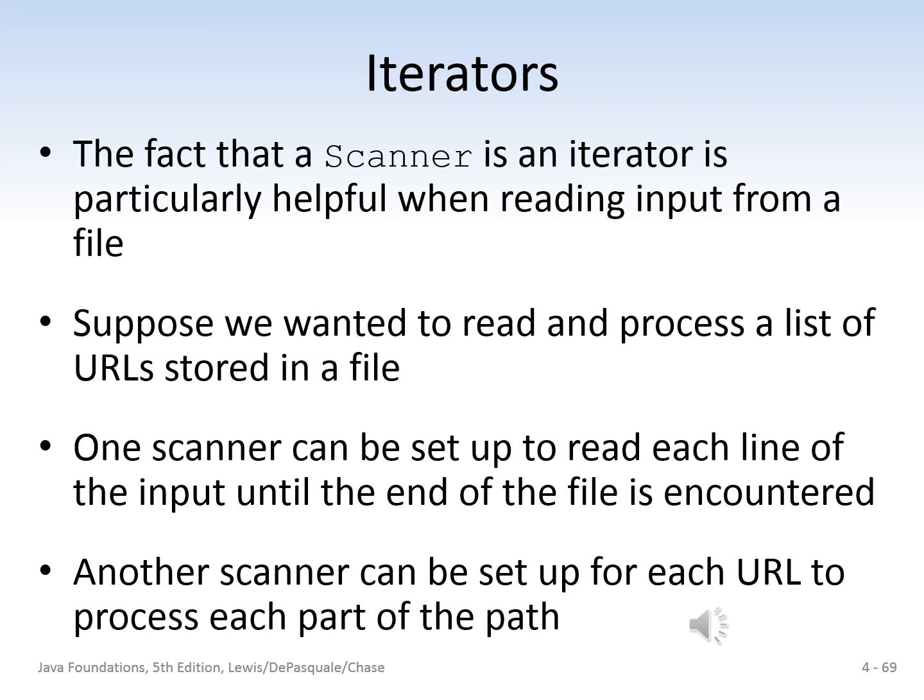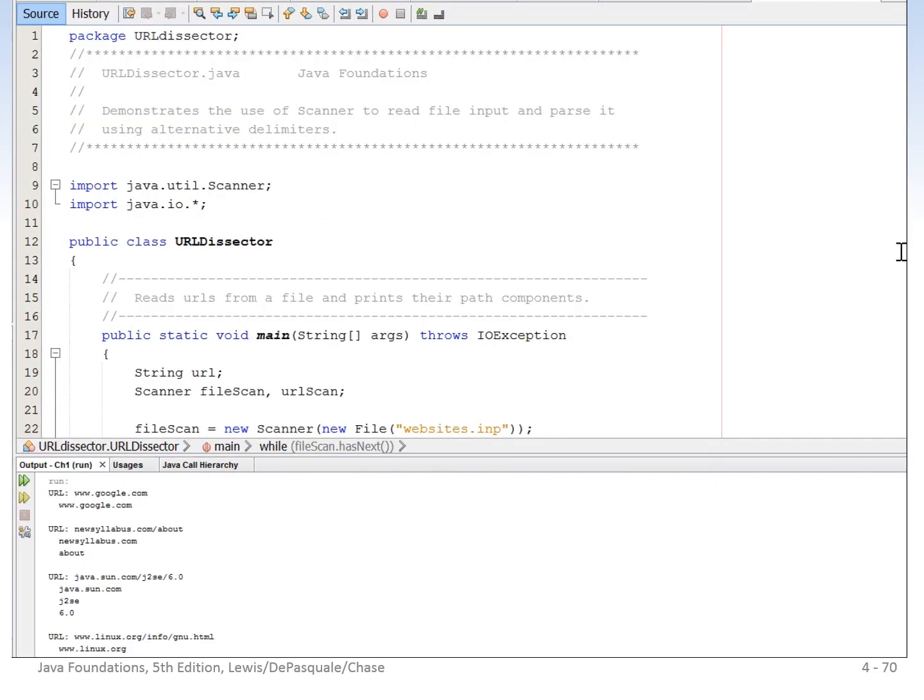So suppose we want to read and process a list of URLs stored in a file. One scanner can be set up to read each line of the input till the end of the file is encountered, and another scanner can be set up for each URL to process each part of the path. Now we take a look at a program that demonstrates the use of a scanner to read input from a file into a string, and then we're going to use a secondary scanner along with delimiters to parse that string.